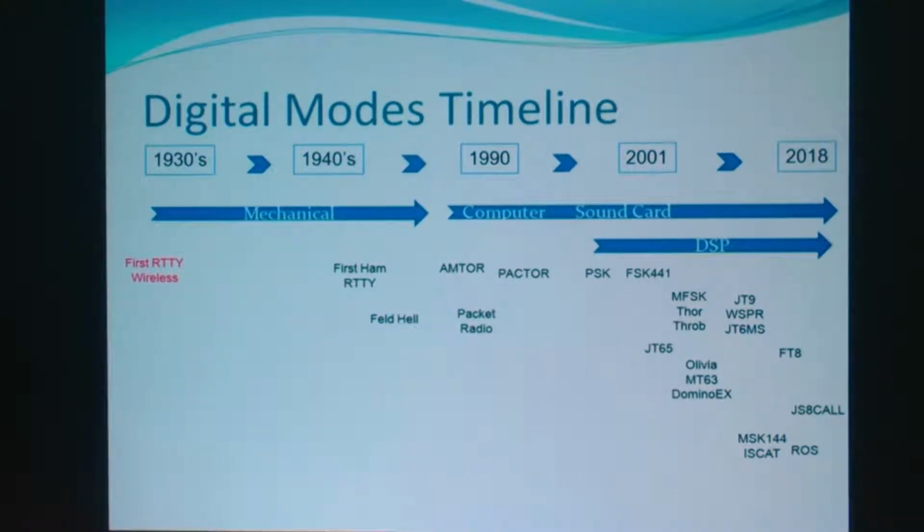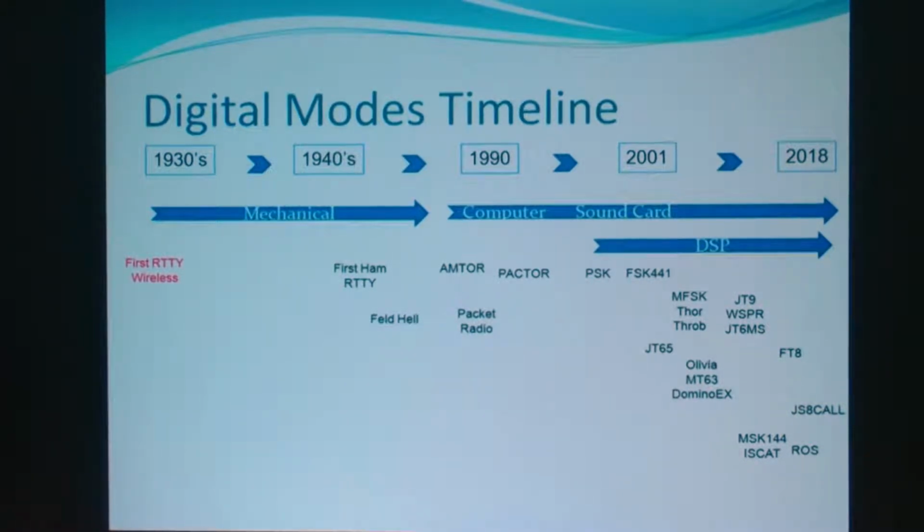AMTOR came along with the style of the microprocessors. That started to bring in some of the FEC, forward error correction. Then you come into PACTOR, and then basically, as soon as you come into the sound card area and the DSP, you see the modes we talk about today: PSK, FSK, and a whole load of them. Now, these are the popular ones, that I call popular. There are a load of other ones, and each of these has a number of subsets.